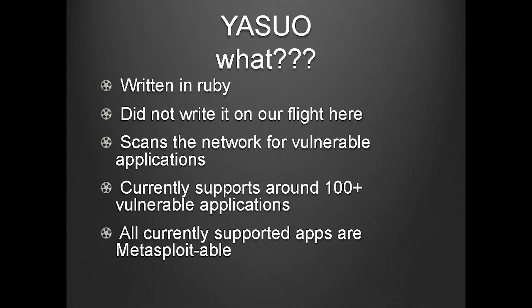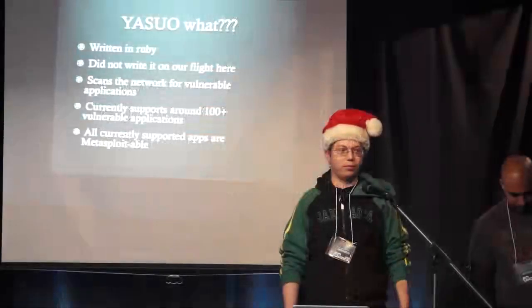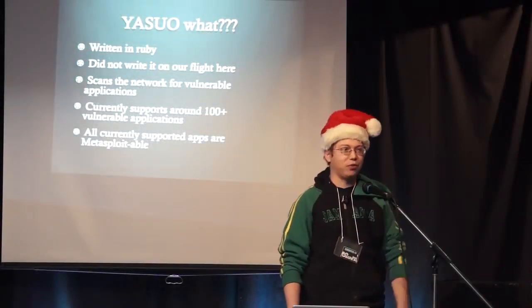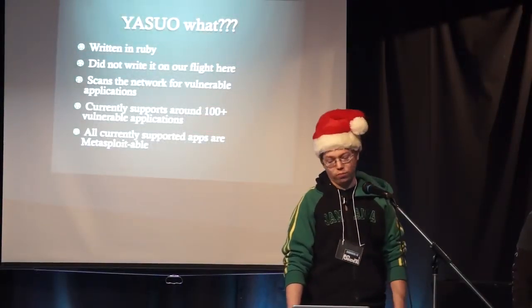We support about 100 applications, which we identify in a pretty bad way right now, which is the unique URL that applications generate for themselves. And all of the applications right now are apps that support Metasploit. So Yasuo will give you the Metasploit link that you can just go use in Metasploit. And if it is vulnerable to that, it lets you figure out it is there.